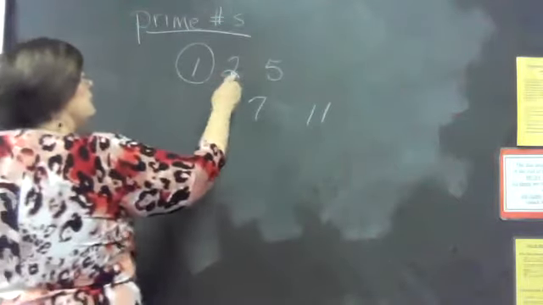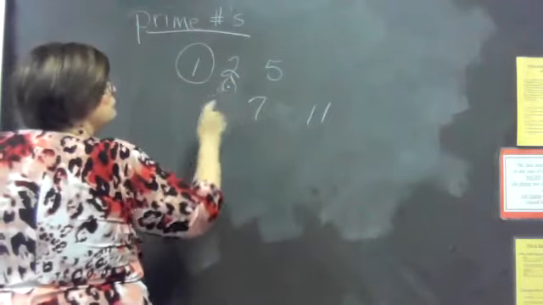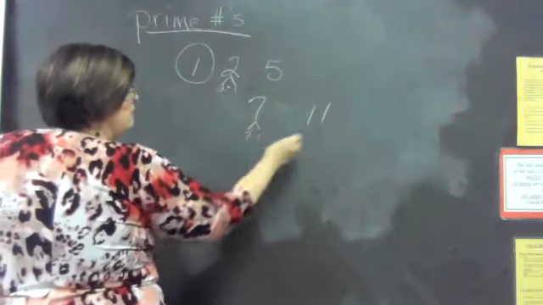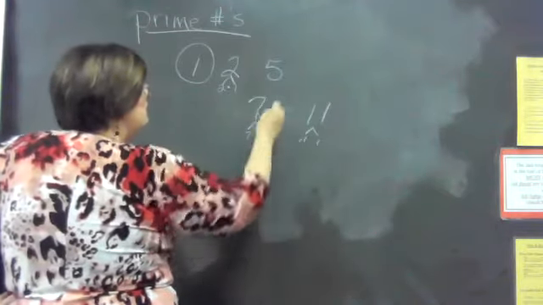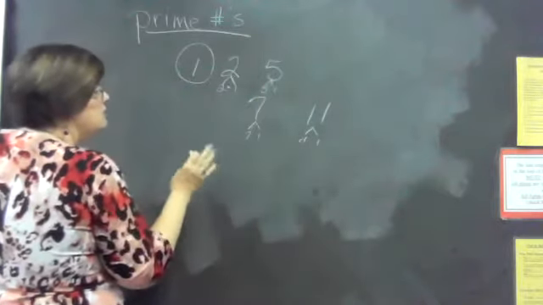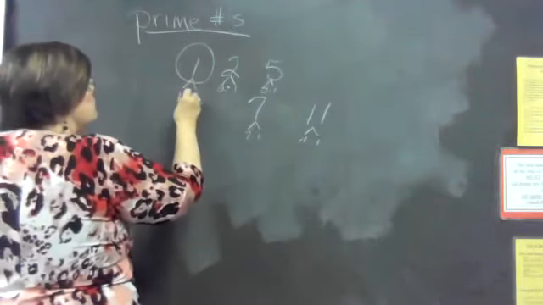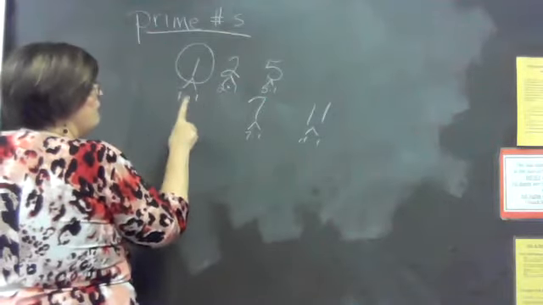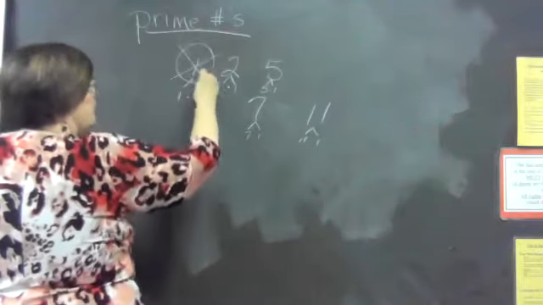Well, 2 will break down into 2 times 1, so it has 2 factors. This is 7 times 1. It has 2 factors. This is 11 times 1. That's 2 factors that make 11. But according to the definition, 1 is only 1 times 1. Since 1 is the same, it only has 1 factor, which makes this not a prime.